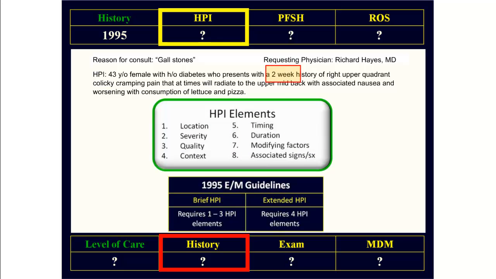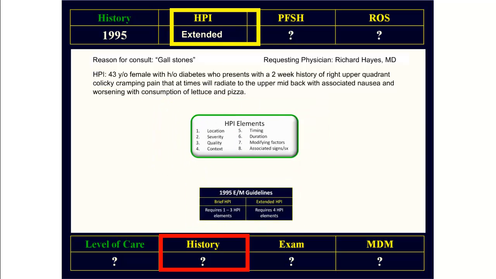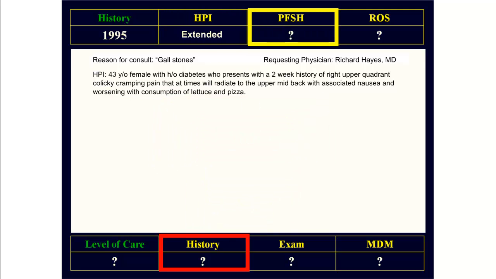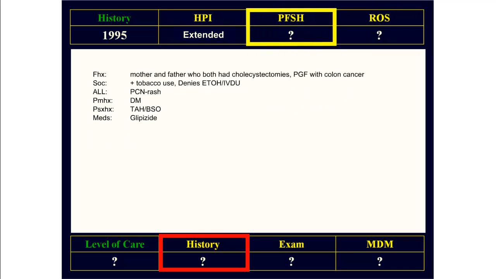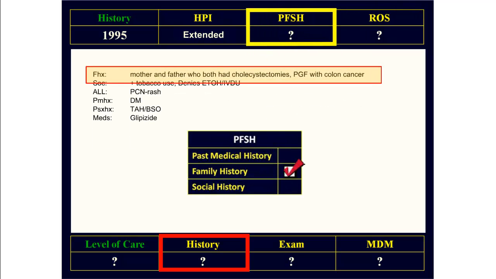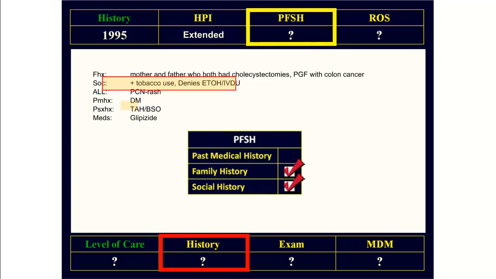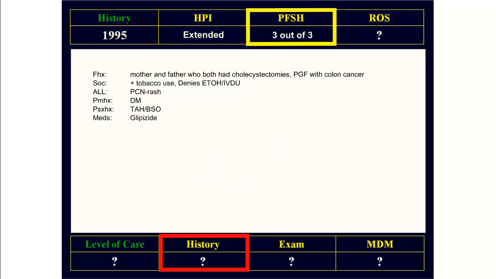Looking at the HPI elements, here he's commented on the duration of the problem, the location, the quality of the pain, associated signs or symptoms, and modifying factors. That means this does qualify as an extended HPI. The next step is to check the PFSH. Here the doctor has included one element of family history, social history, and several elements of past medical history. Therefore, this is a complete PFSH.